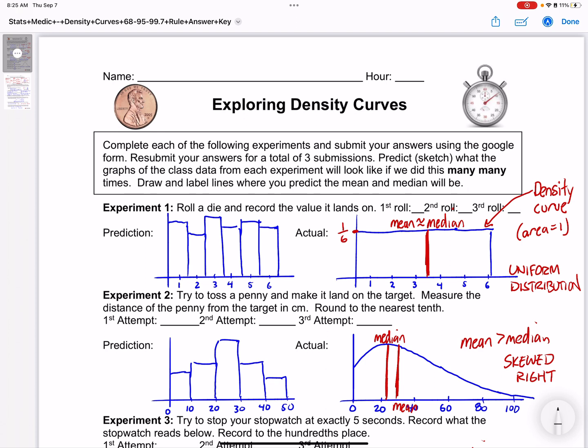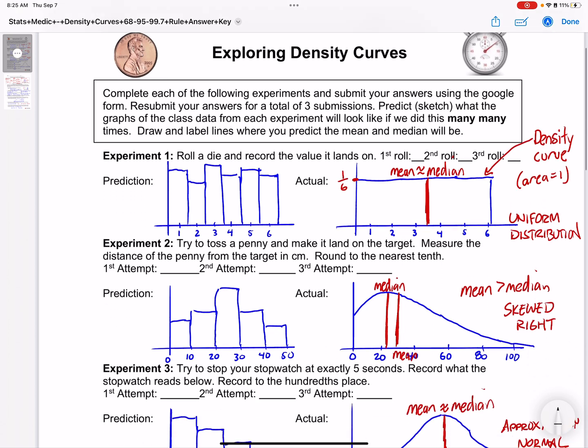Second experiment, what we did is we tossed a penny. I put a target about at the edge of their desk, and they had to try to get the penny on the target itself. Then they measured how far they missed the target, and they did it 3 times, sent the data to me. I collected the data and sent the data back to them.